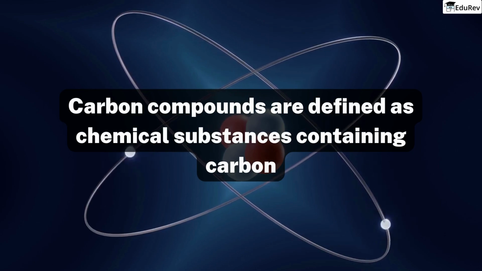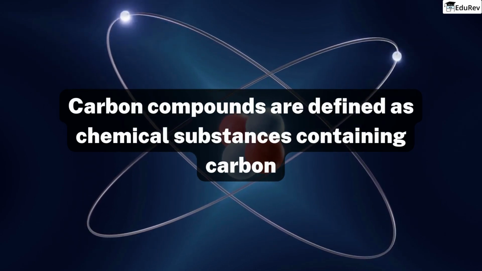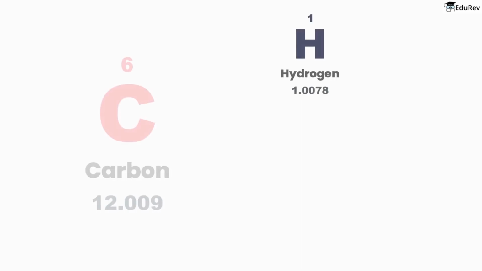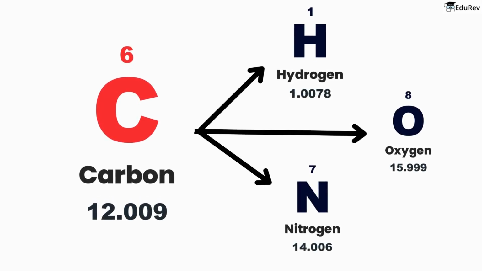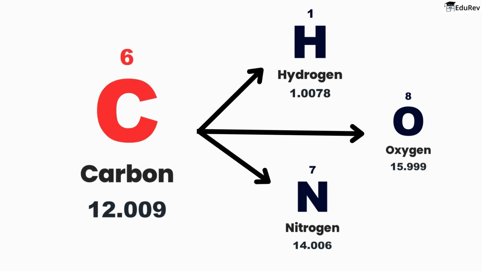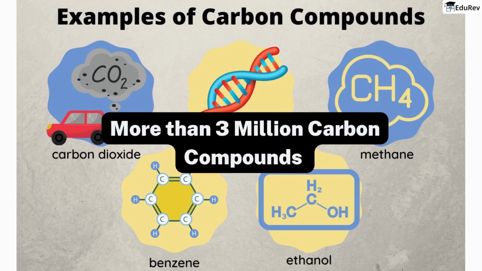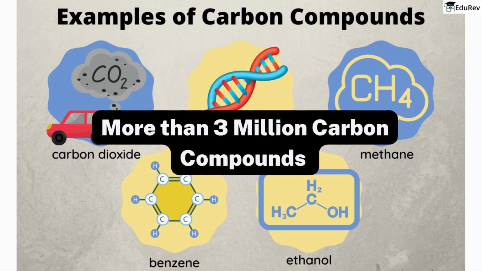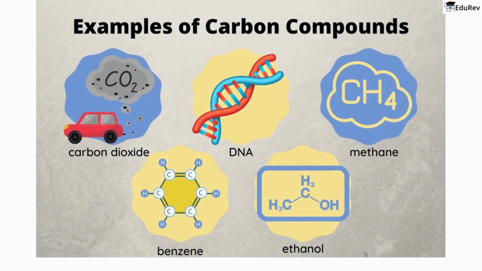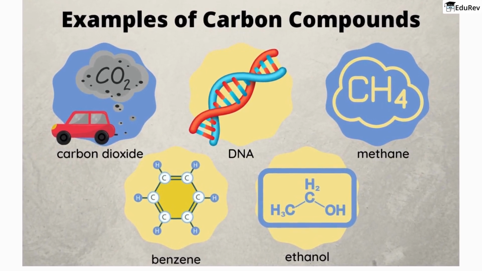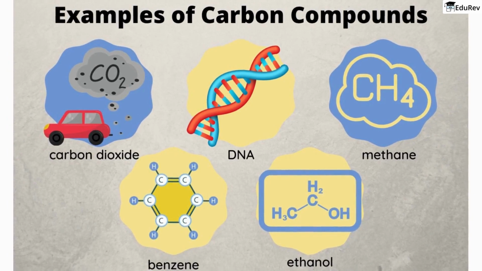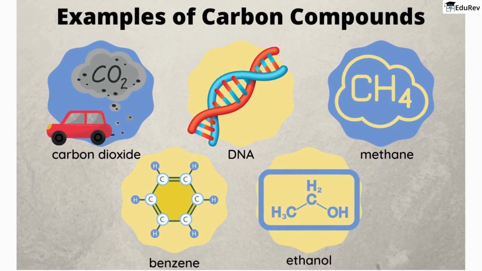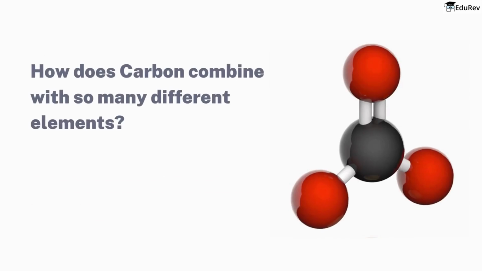Carbon compounds are defined as chemical substances containing carbon. Carbon combines with a lot of elements like hydrogen, oxygen, nitrogen, and sulfur to form countless carbon compounds. And guess what? The number of these carbon compounds exceeds 3 million. These compounds are used in clothes, medicines, books, food, fertilizers, fuels, and a whole lot more. So, carbon is literally everywhere around us.